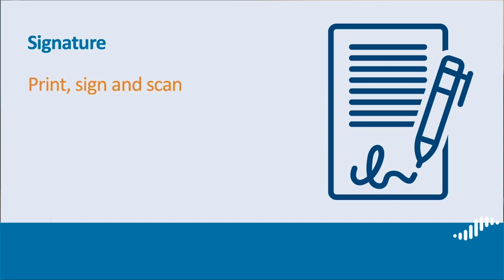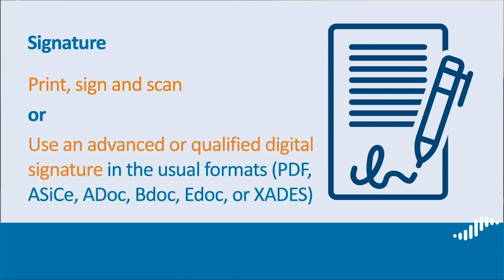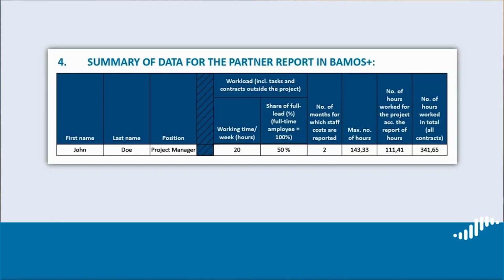The signatures of both the report of hours and the employment confirmation can be done either physically on paper and scanned to a PDF file afterwards, or they can be signed with an advanced or qualified digital signature. In the last part of the document, section 4, we prepared a summary of those figures which you need to copy to the BAMOS Plus system. In this way, you do not have to scroll through the document to find the required data.